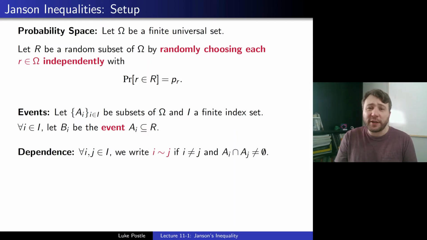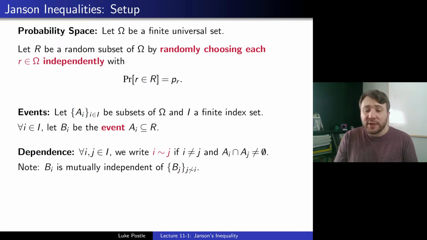Well, to do that, we're going to need to talk about dependence, because again, these may not be independent if they overlap in elements. So the notion of dependence here, a la the variable model, is that for every i, j in the index set, we say that i twiddle, or tilde, j, if i is not equal to j, and A_i intersect A_j is not equal to the empty set. So that makes sense. Then they would overlap. They would be dependent in a way. And we'll note that B_i is mutually independent of the other B_j's for all the j's that it's not this tilde for. So it'd be mutually independent of anything it doesn't overlap with.